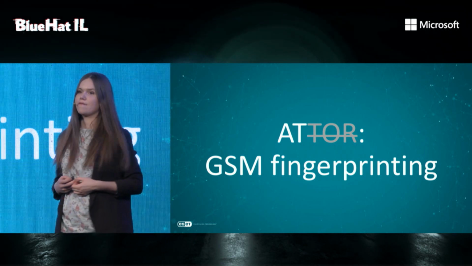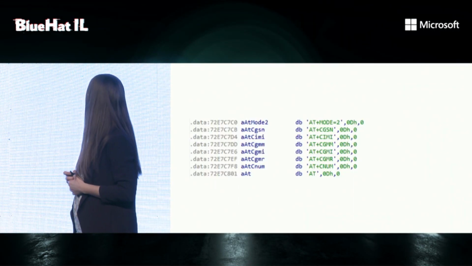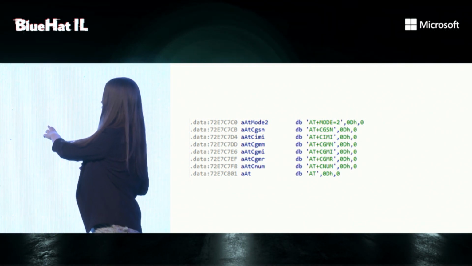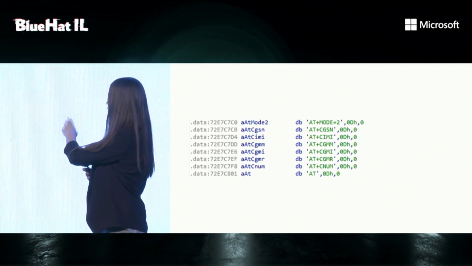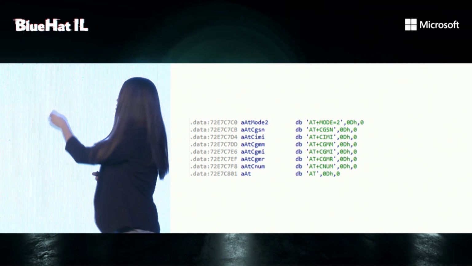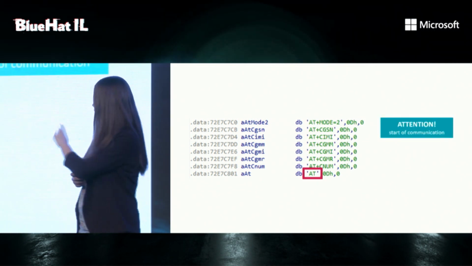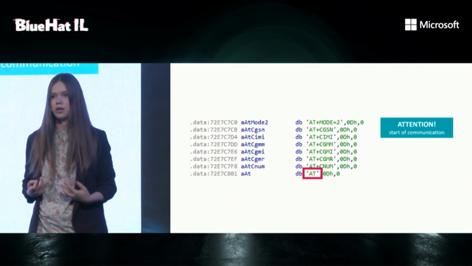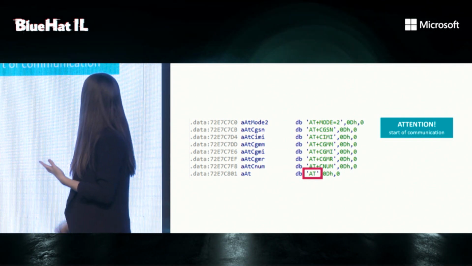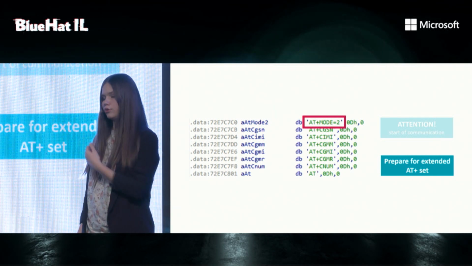Let's look at the GSM fingerprinting functionality. So we've already seen these strings. Now let's give them some meaning. So these are commands that are referred from ATTOR when some device is connected to the compromised computer. ATTOR is using the AT command protocol. These are just the commands that are used inside the protocol. So we have this AT command that always denotes a start of communication with the device, AT for attention. Then if the computer wants to use this extended set of extended AT commands, it would use this command.